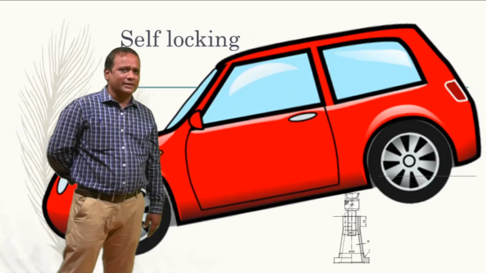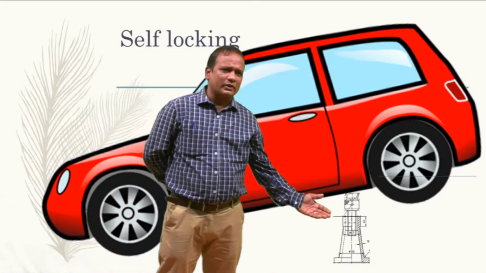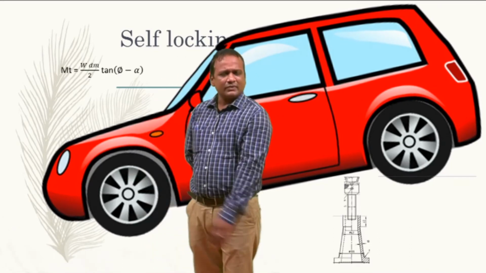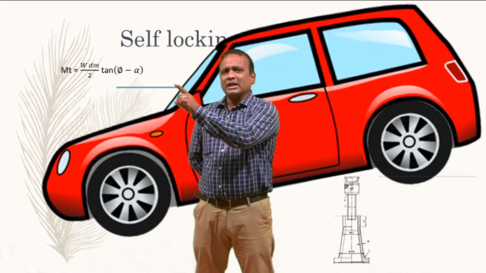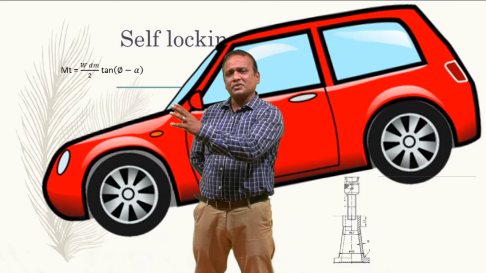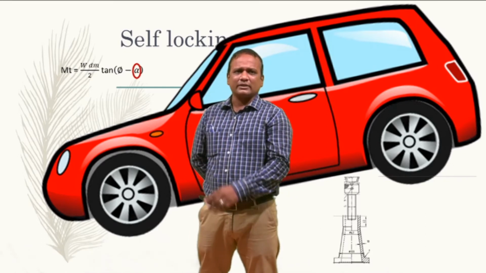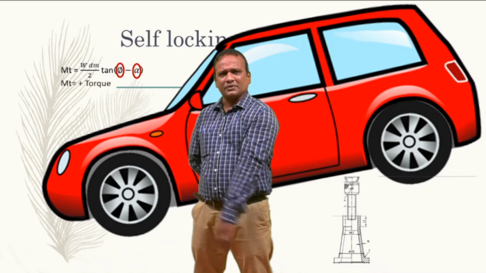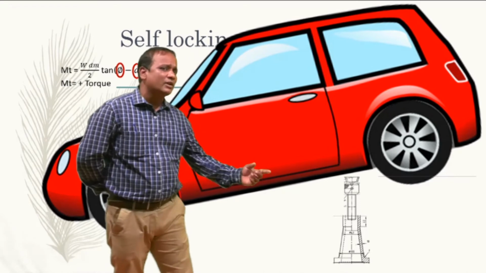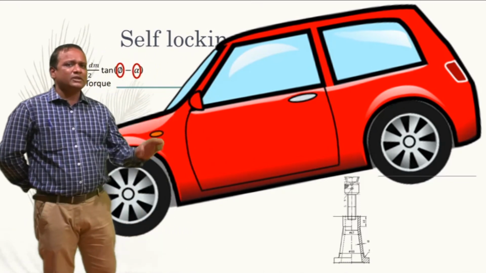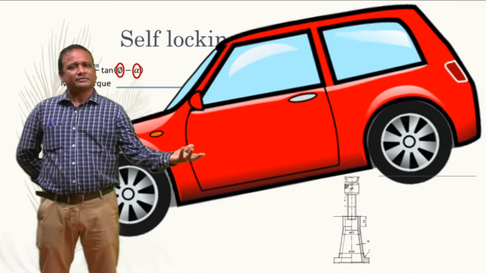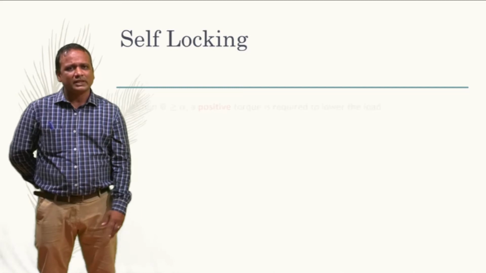Another concept is self-locking. As usual, I give a torque to a screw jack and my whole vehicle moves up. Again I will consider this equation, but in a different case. If alpha is less and phi is more, that means the helix angle is less and the coefficient of friction is more, then we get a positive torque. That means we need some torque to lower the whole load. The whole vehicle or load doesn't come down by itself, it locks itself. So we call this concept self-locking. This is how it happens.